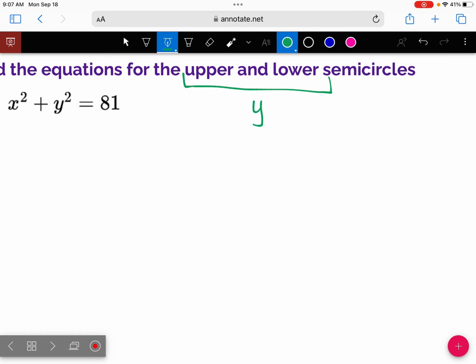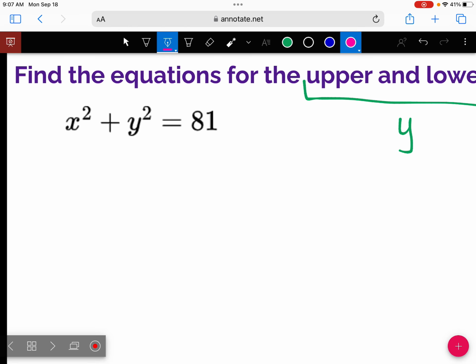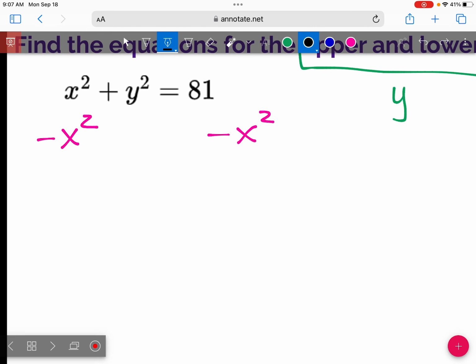So what am I going to do here to get y by itself? Not square root right off the bat. Subtract what? Minus x squared from both sides. We're going to have y squared equals 81 minus x squared. And that's totally fine to have it in that order, or if it bothers you to have the x squared behind, put it as negative x squared plus 81. I don't care.